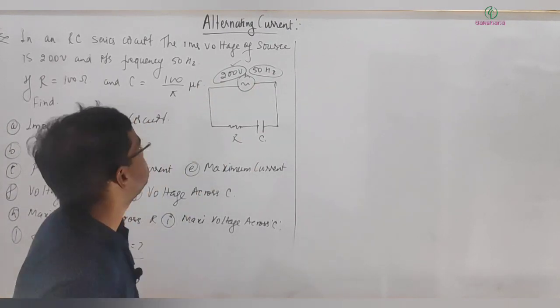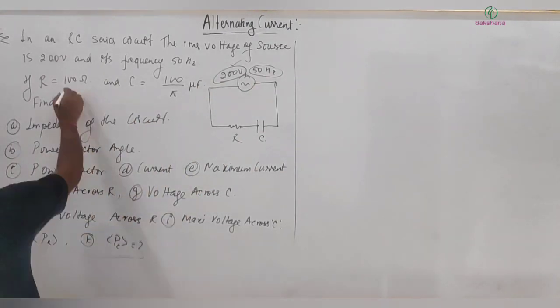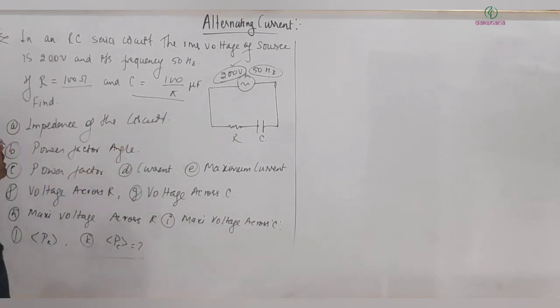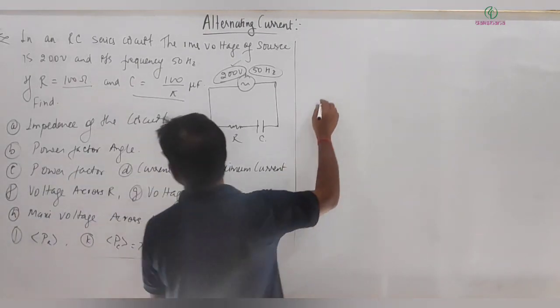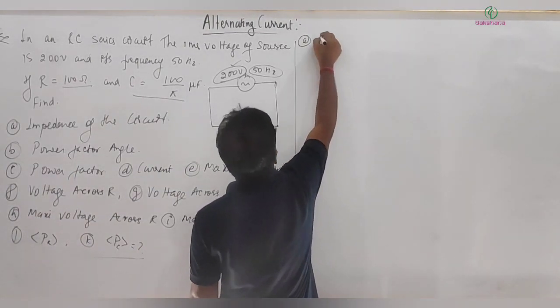And the frequency is 50 Hertz. R is given as 100 ohm and C is given as 100 by pi microfarad. Now you are asked to calculate different quantities regarding this circuit. So first, you are asked to find the impedance, right?